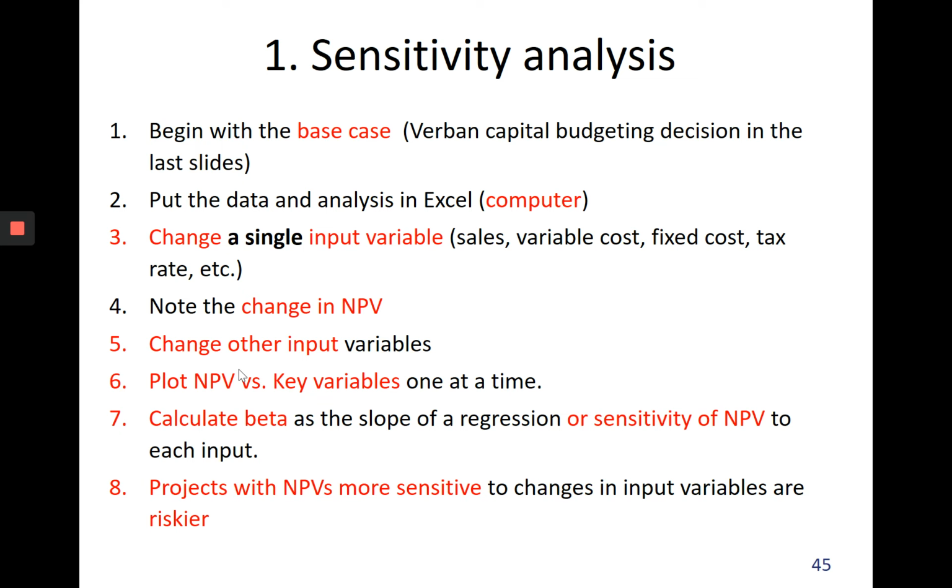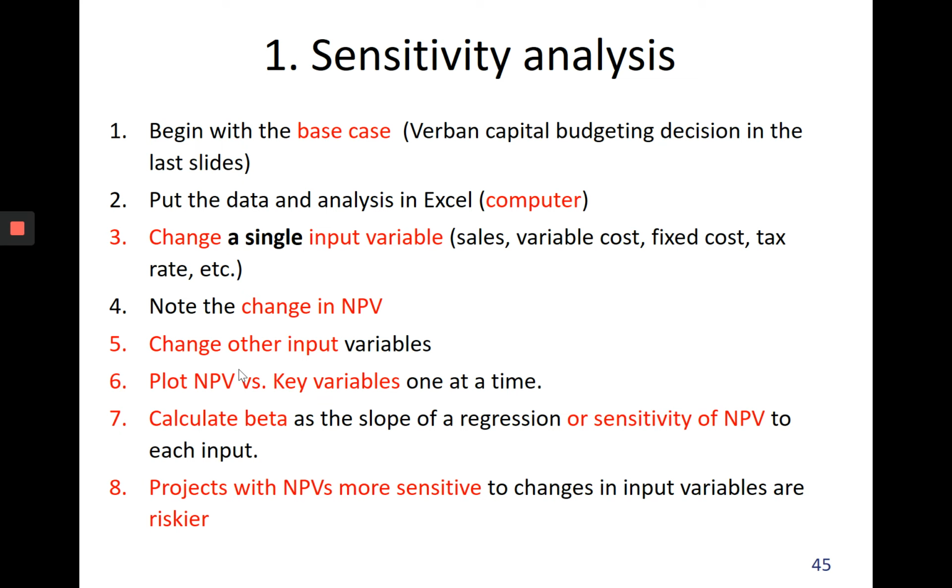Or we change our variable cost, but only one variable at a time. Or we change our fixed cost. Or government comes with a new tax rate. We change the taxes, especially if new tax rates are discussed in the news. We change the cost of capital. Each one of these items are changed, and then we look at how net present value changes.